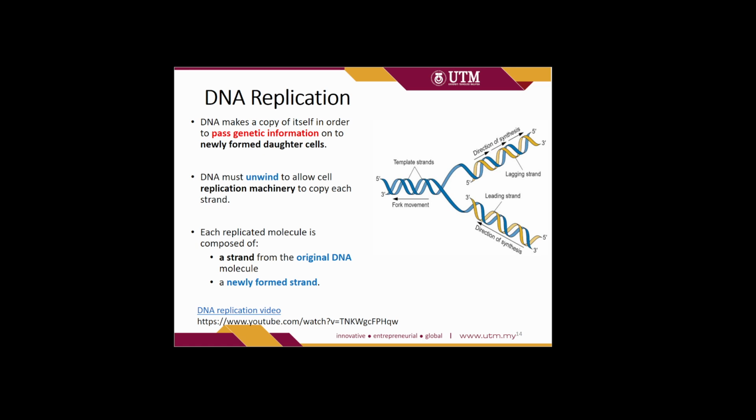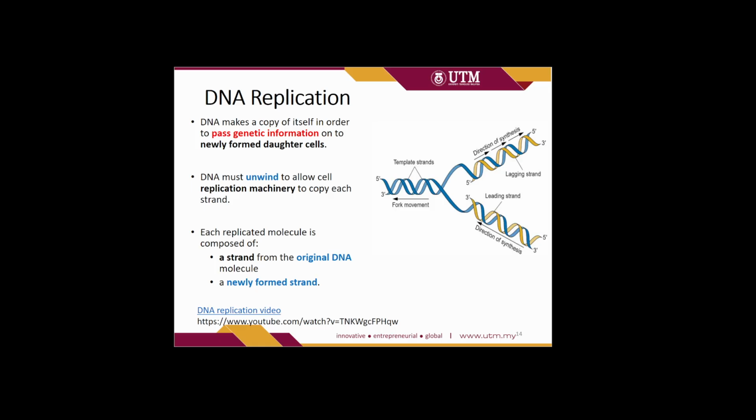Now let's talk about DNA replication. How does DNA replicate itself? What do we mean by replication? It means DNA copying itself in order to pass the genetic information onto newly formed daughter cells. DNA must be unwound first because of its double helical structure. So first of all, it must be unwound to allow the cell's replication machinery to copy each strand.